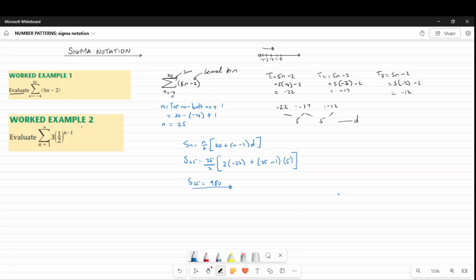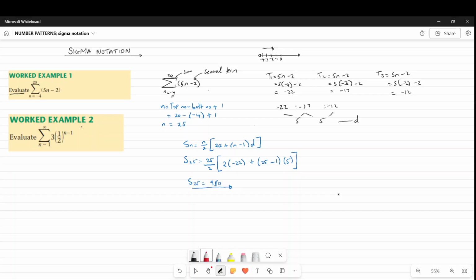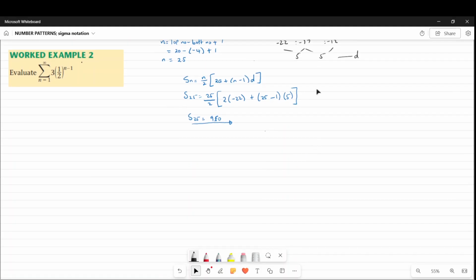So now let's have a look at this equation over here, right? Example number 2. It says evaluate sigma, infinity over here, n is equal to 1, and 3 open bracket 1 all over 2 close bracket to the power n minus 1, right? We got that, right?